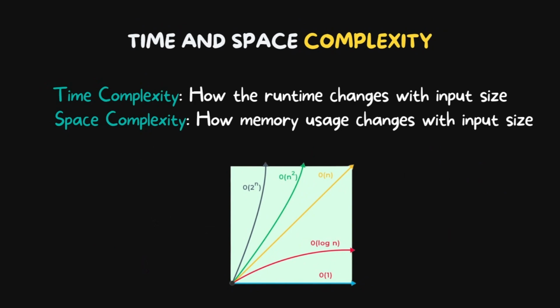For example, sorting a list of 10 items might take a fraction of a second, but what if the list had a million items? The time complexity tells us how the algorithm will scale, and this is something we will explore further in the next video.